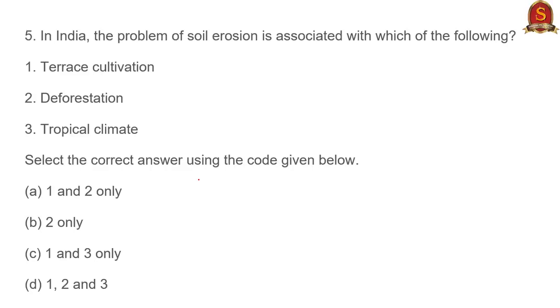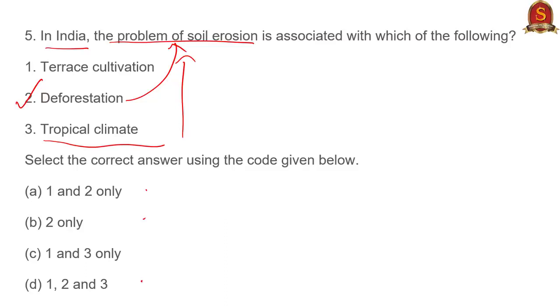Moving to question 5. In India, the problem of soil erosion is associated with which of the following? Now, let's look at the 3 statements. Again, we use the same principle starting from statement 3. Tropical climate, fine. Deforestation, fine. Terrace cultivation. In these types of questions, people usually spend much time on this third one, because deforestation is pretty inherent. It is not just in India. Any place where you have a problem of deforestation, there is bound to be a problem of soil erosion, which means if 2 is correct, you have the tussle between options A, B and Delhi, which is give or take. C is completely out of contention.